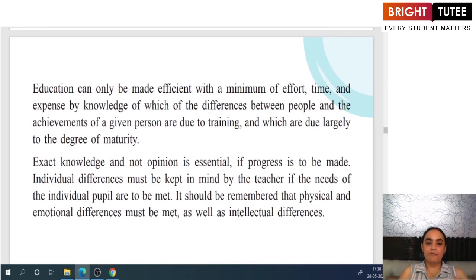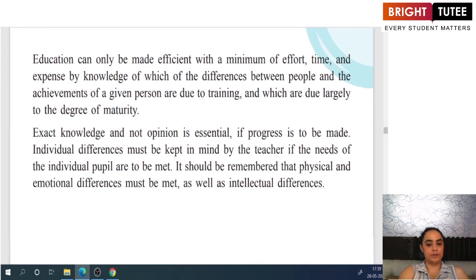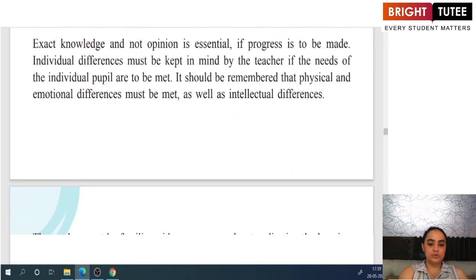Okay? Whenever you are assessing the child, you need to have knowledge of the individual differences, but one should not form an opinion on the basis of it, because forming an opinion leads to bias, leads to partiality. And therefore, one needs to remember them but not follow an opinion or a bias out of this. And again, the teacher should be considerate of the physical, the emotional, as well as the cognitive individual differences between the students.